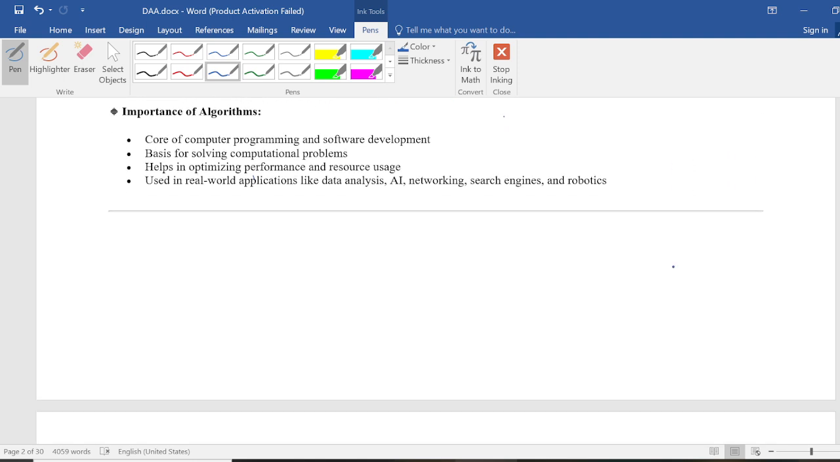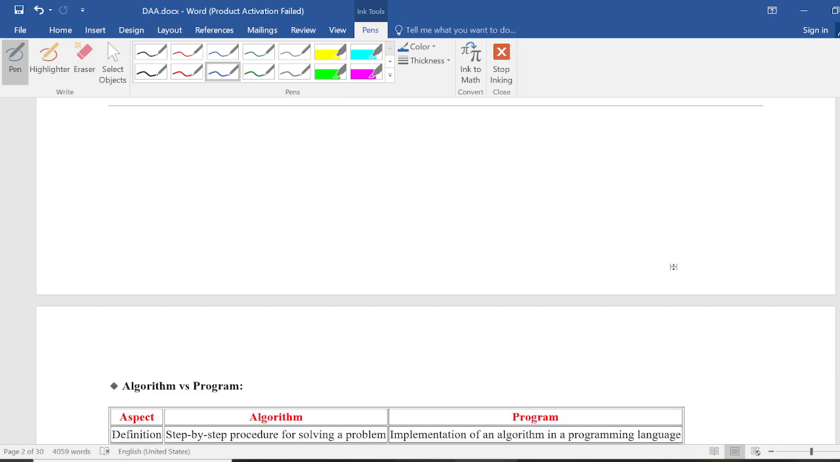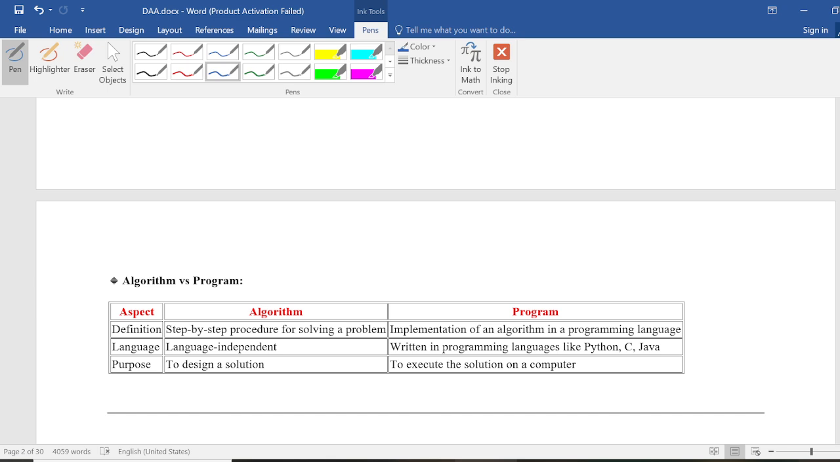So now here comes a question: what's the difference between an algorithm and a program? An algorithm is a logical plan, it's language independent. A program is the implementation of an algorithm written in a specific language like Python, Java or C. So diving deeper into this table, we have discussed what an algorithm is. Now we'll look briefly at programs also.